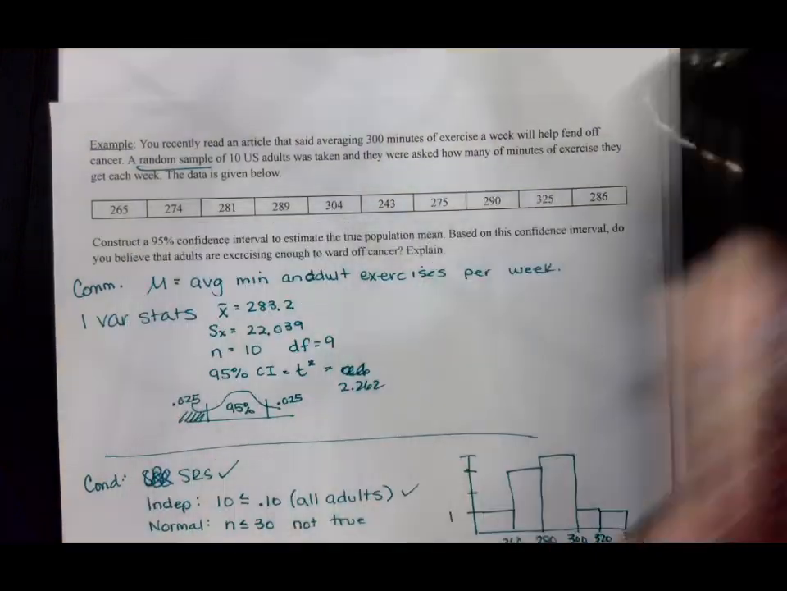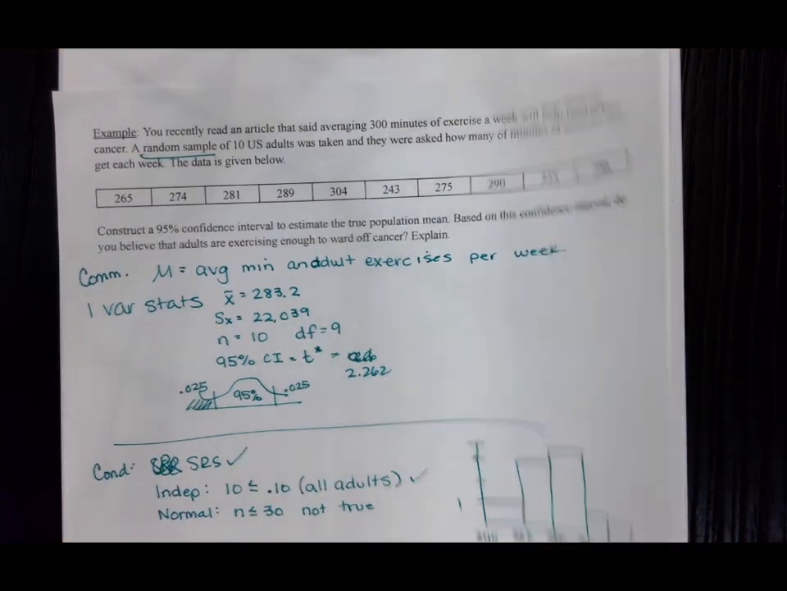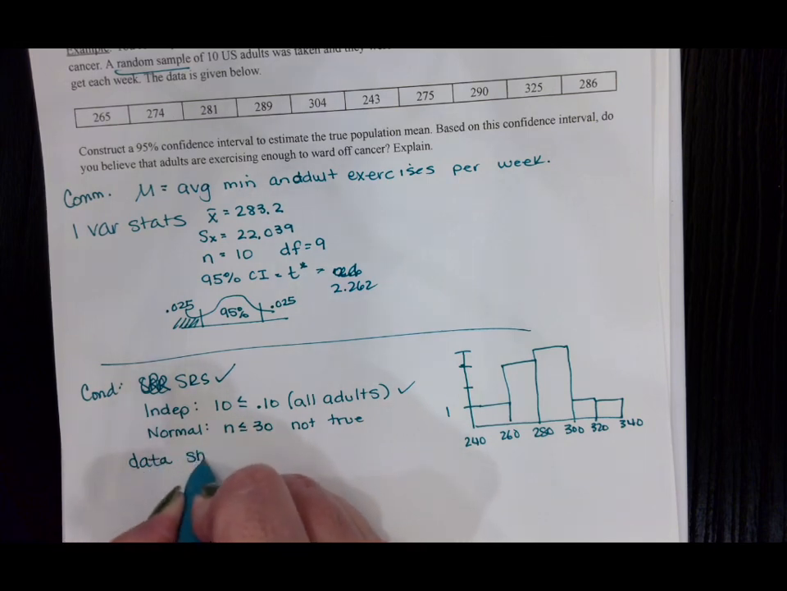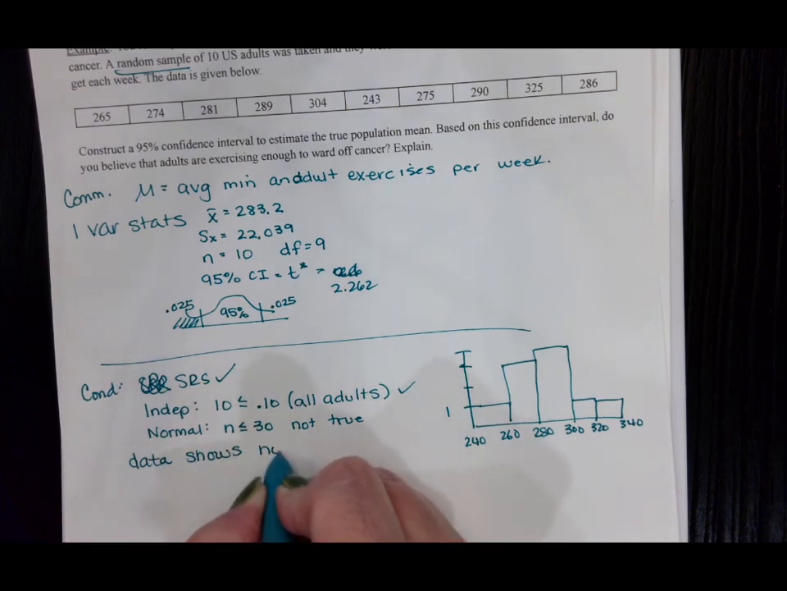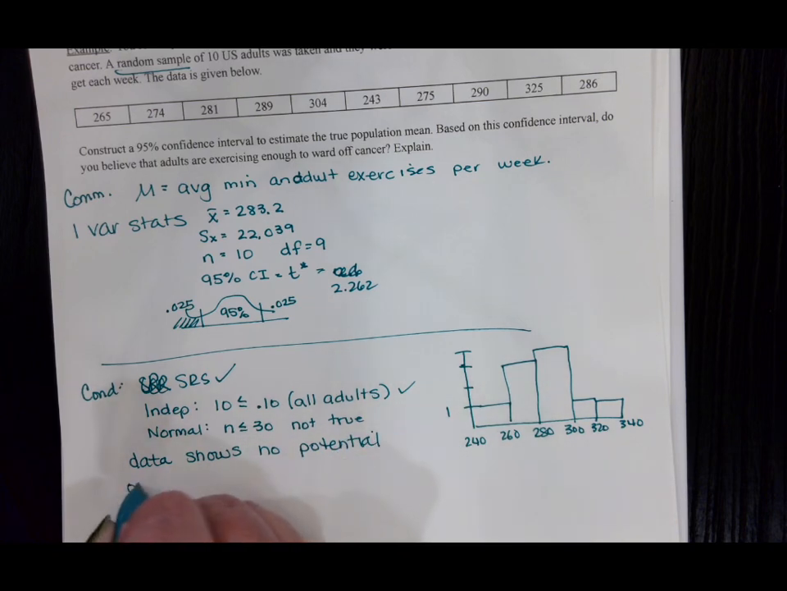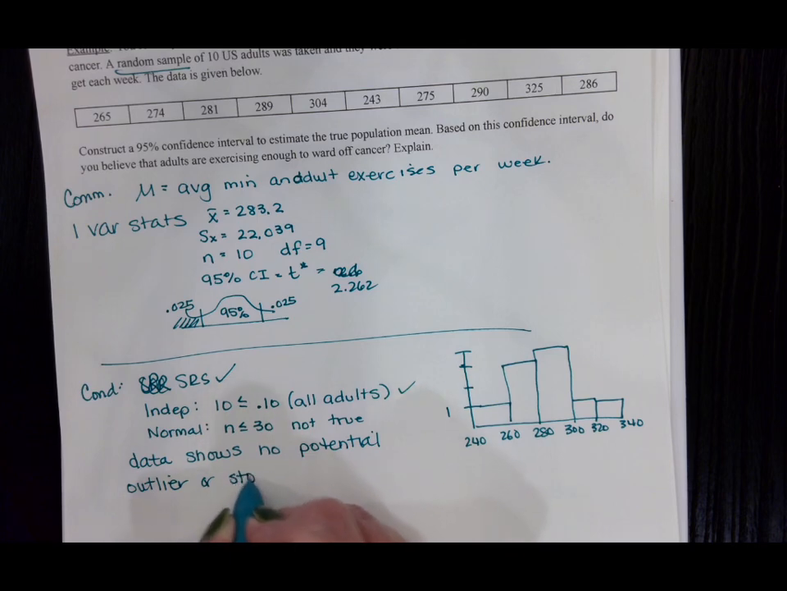So if this is provided, all you have to say here is that the data shows no potential outliers or strong skewness.